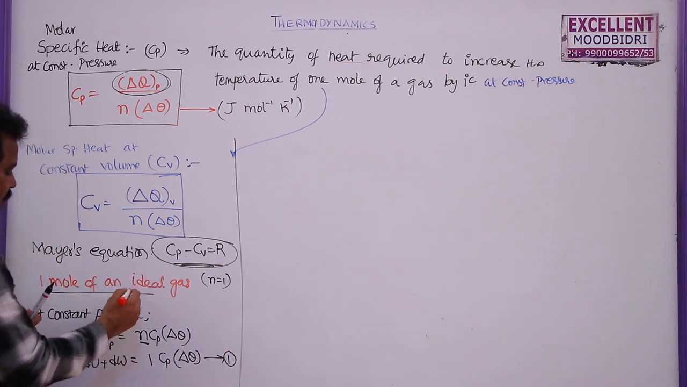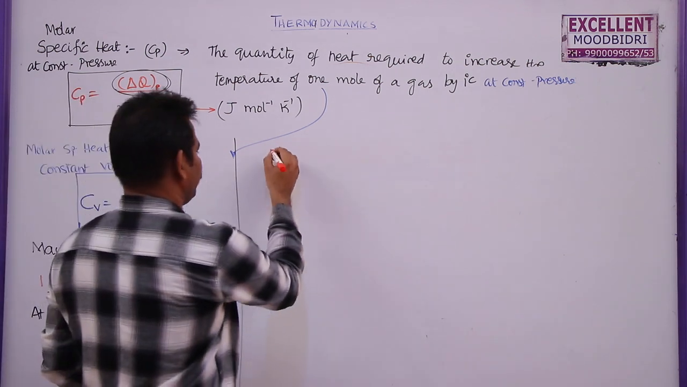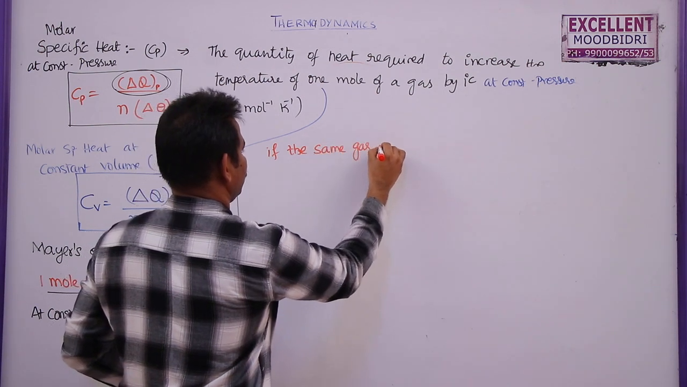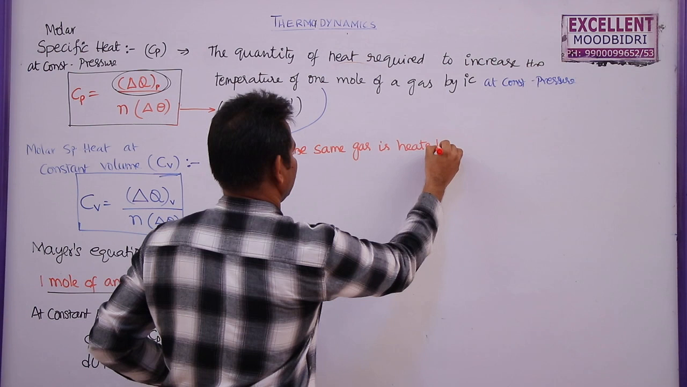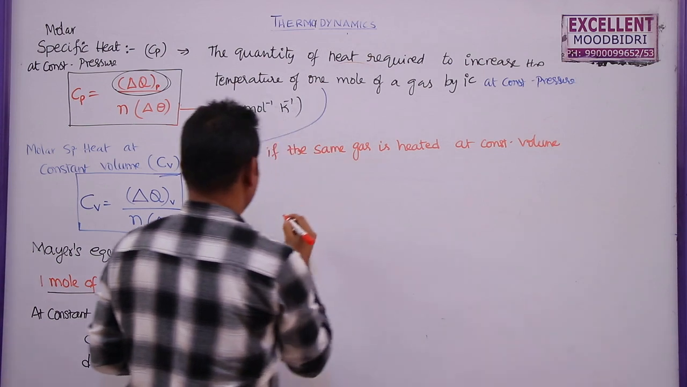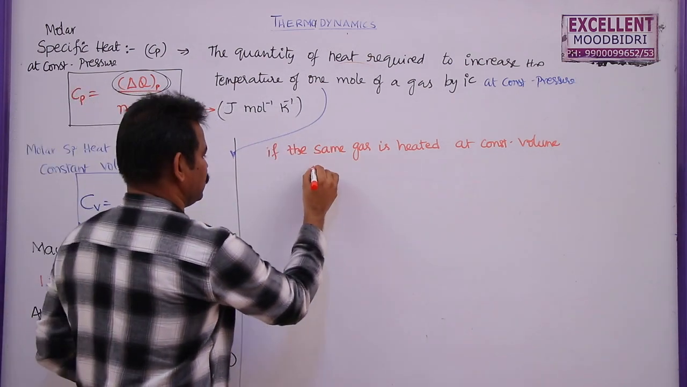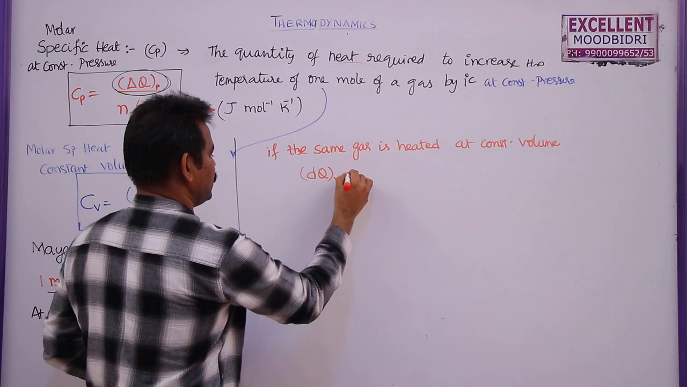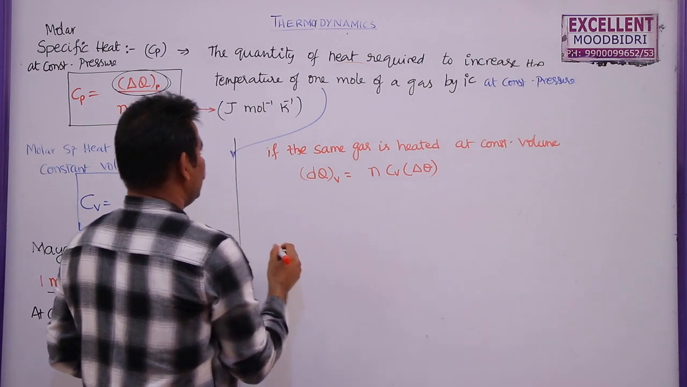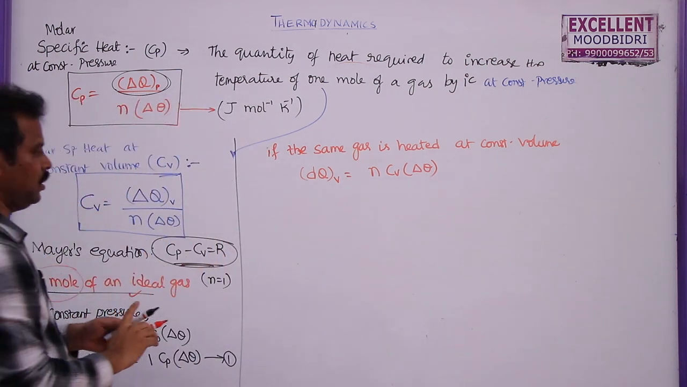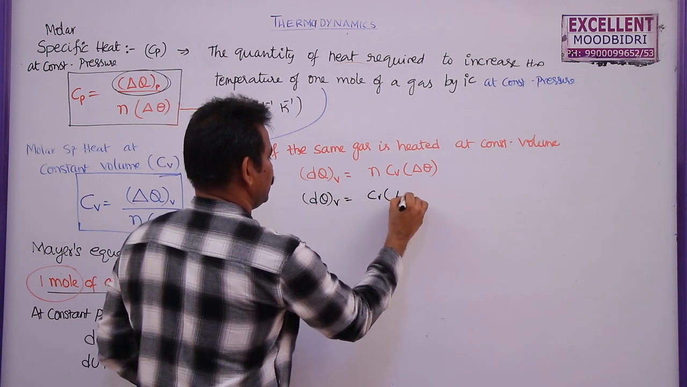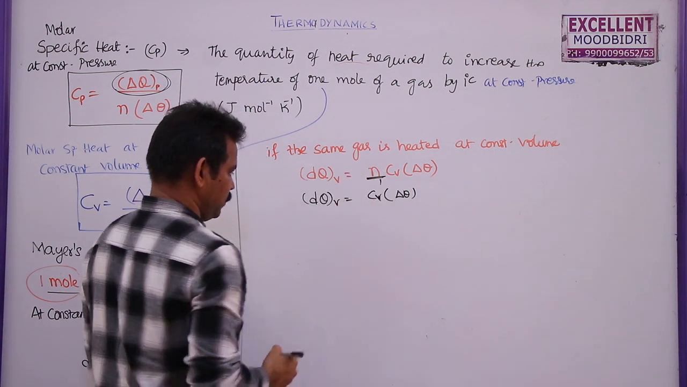Now if the same gas is heated at constant volume, then what is this equation? The quantity of heat added to this gas at constant volume is equal to n Cv d theta, where n is equal to 1 mole. So I can write this as dq at v is equal to Cv d theta as n is equal to 1.